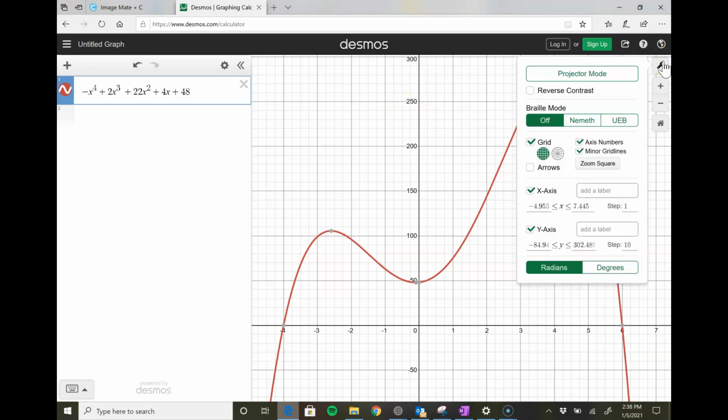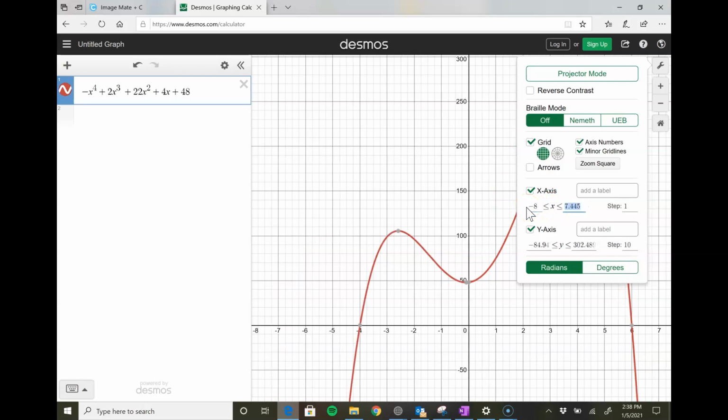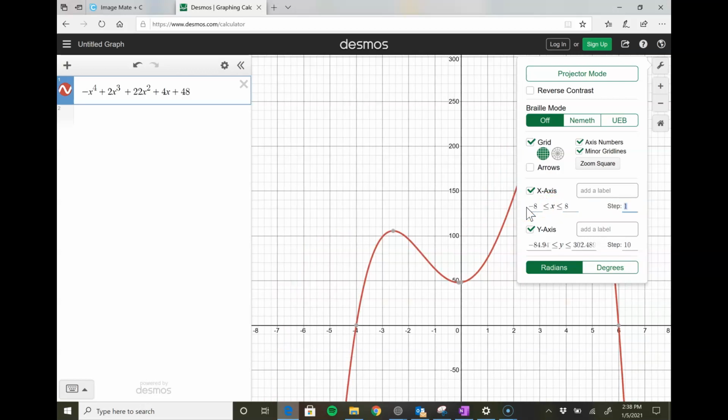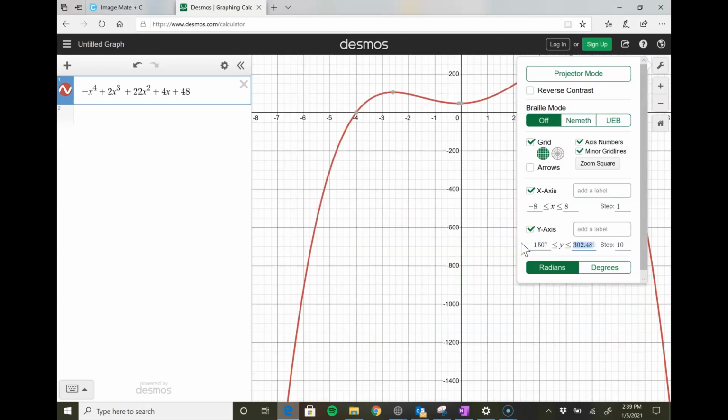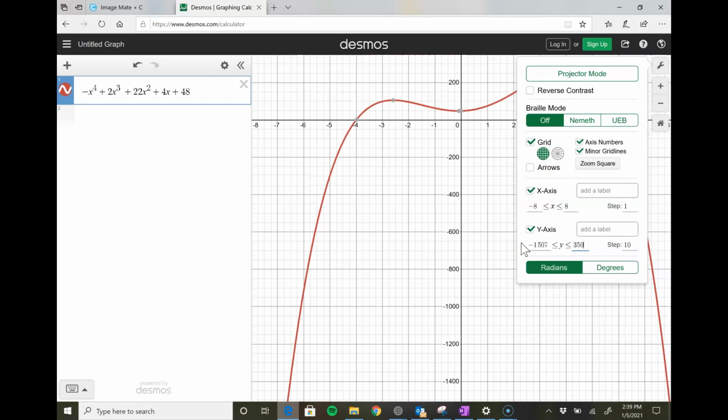You just hit this little wrench, and then you go down here to x-axis, and I just type in -8, hit the tab button, go to 8. The step is just, what do we want steps to go up by? So I'm just going to have it go up by 1. So that means it's going 1, 2, 3, 4, 5. And then for the y-axis, I will start it at, it says -150 to 350. And the step I'm going to have it go by is tens.